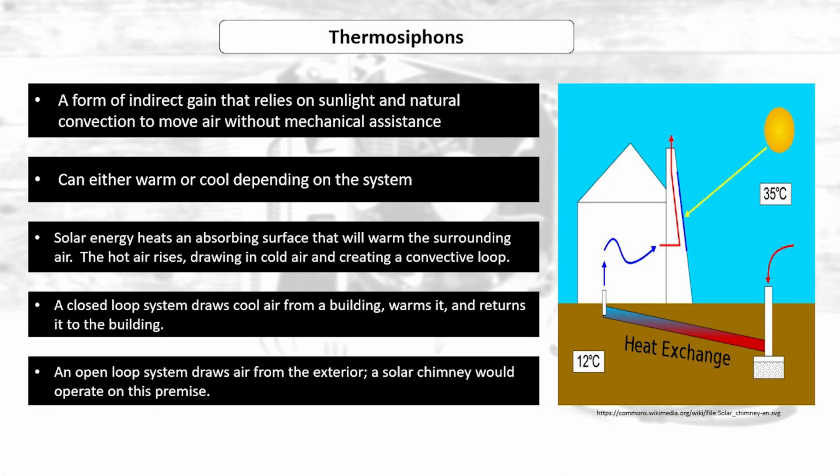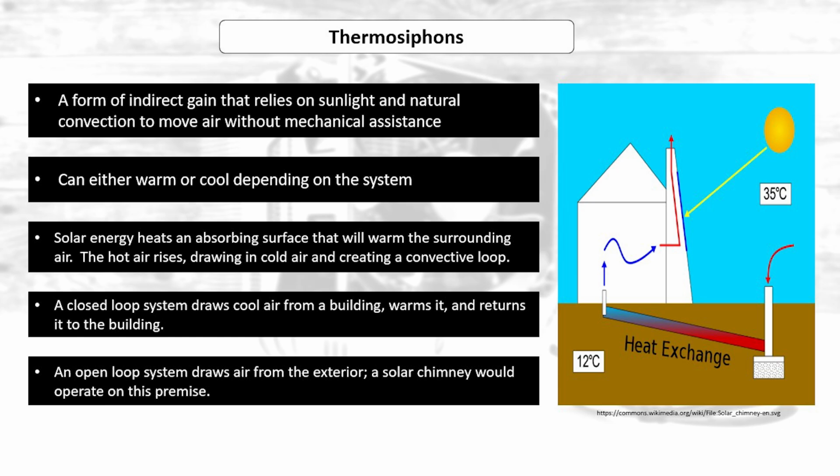Here the thermosiphon. What is a thermosiphon? It is a form of indirect gain that relies on sunlight and natural convection to move air without mechanical assistance. It can either warm or cool depending on the system. Solar energy heats an absorbing surface that will warm the surrounding air. The hot air rises, drawing in cold air and creating a convective loop. A closed loop system draws cool air from a building, warms it and returns it to the building.